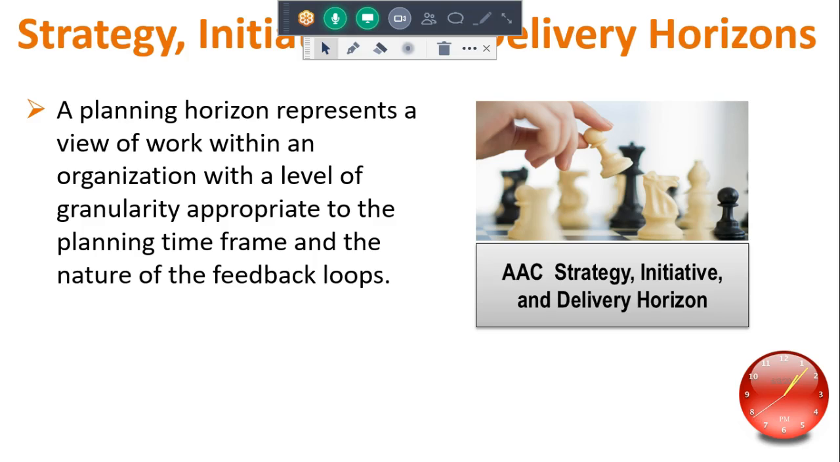Quick recap on the horizons. It's just about what is the focus of the particular horizon, strategy being high level, initiative being tactical, and delivery being detailed, and adjusting what you do and what information you're looking for according to what you're trying to get to. The information that you need to design a screen for an application is a lot more detailed and a lot less relevant than the information that you need to make a decision on what your business goals are.